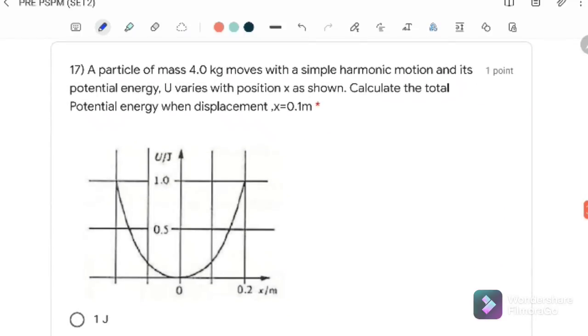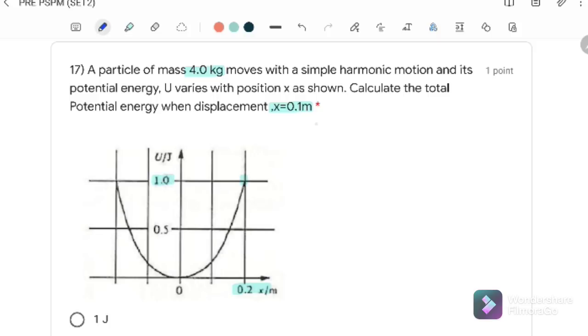Question number 17, still chapter 9, simple harmonic motion, where a 4 kg particle moves in simple harmonic motion. And here the potential energy varies with the position x. Calculate the potential energy when the displacement is 0.1. So from the figure, when x equals 0.2 meter, the potential energy at that point is 1 joule.